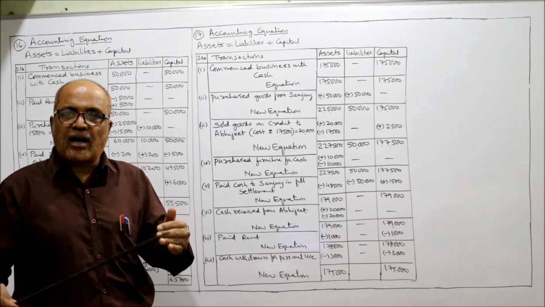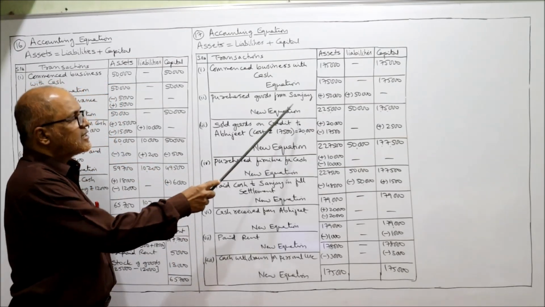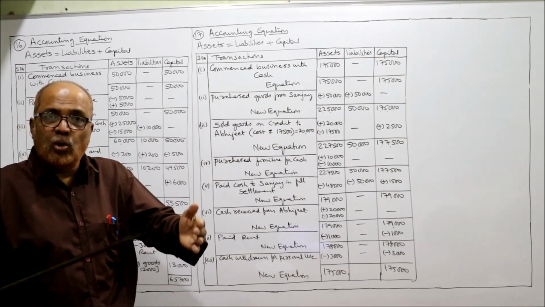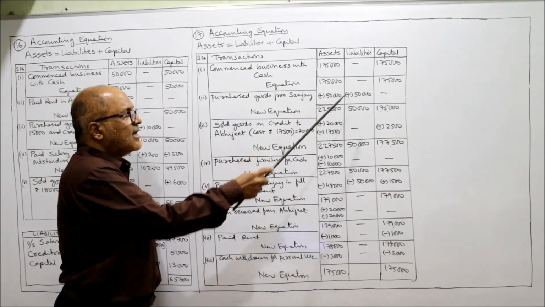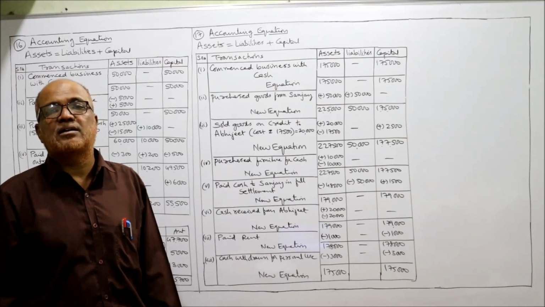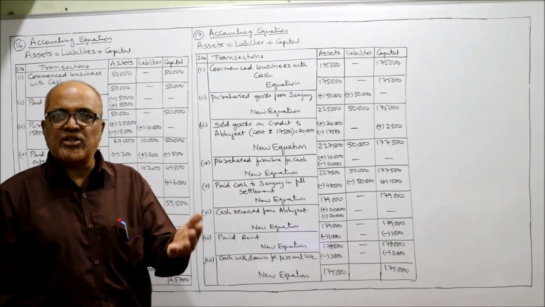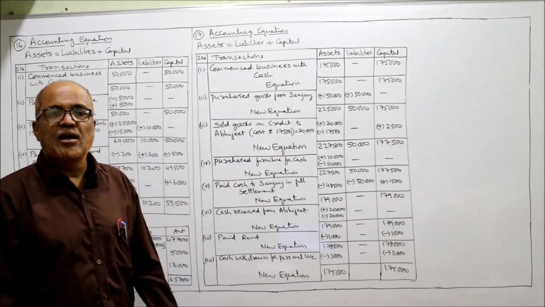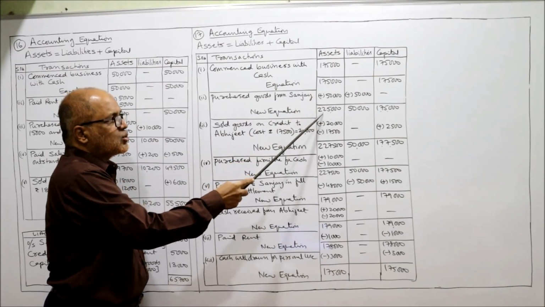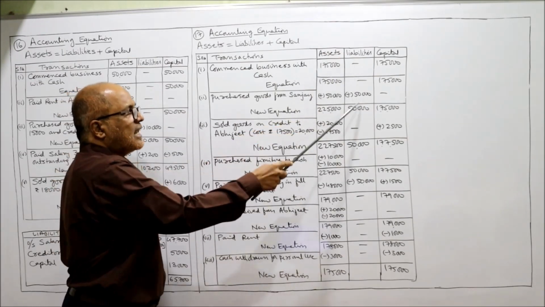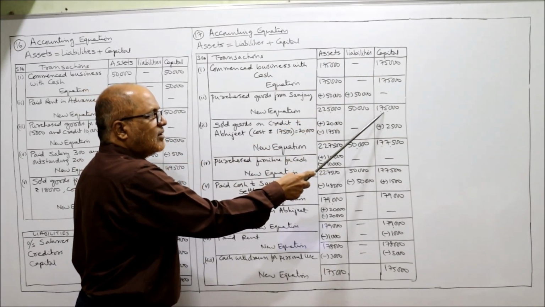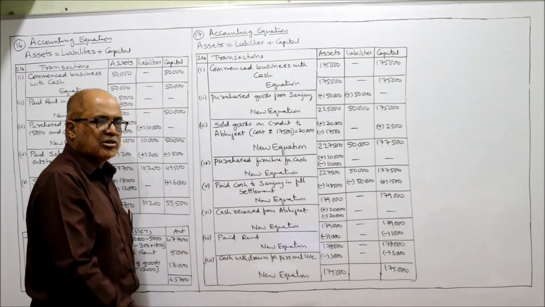Second one, purchased goods from Sanjay. Purchased goods, the goods are coming in, assets will increase. So assets column plus 50,000. Our stock has increased, goods have increased by 50,000. At the same time, there is a liability because the goods are purchased on credit, not for cash. So creditors, how much are the creditors? 50,000. Now add up 1,75,000 plus 50,000, 2,25,000 are the assets. 50,000 is the liability and capital is 1,75,000. Add up 50,000 plus 1,75,000, you'll get 2,25,000, new equation.